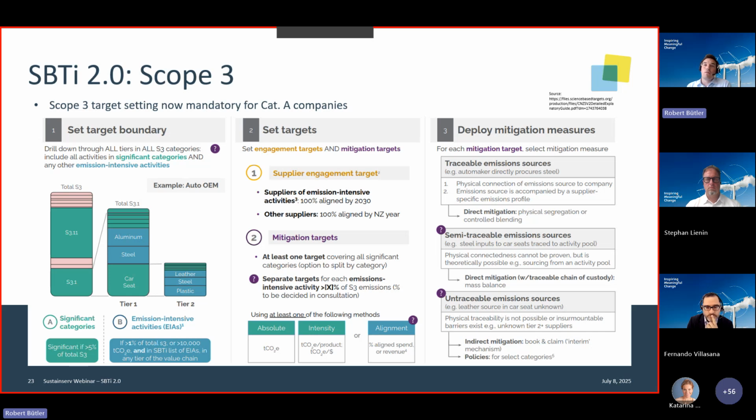Book and claim systems, or indirect mitigation in a sense, is also proposed, where you have an actual decoupling of the environmental benefit that is claimed, but not physically linked to the company's own operations. And this can maybe be best referenced with commodity certificates like steel or cement at the moment.